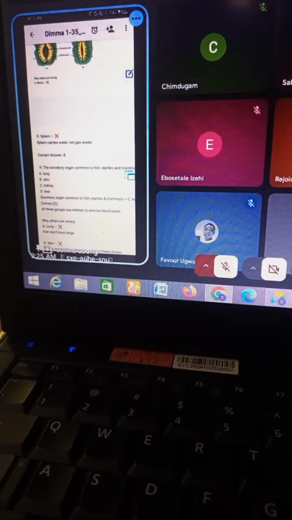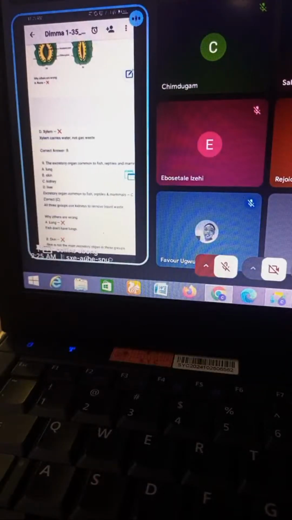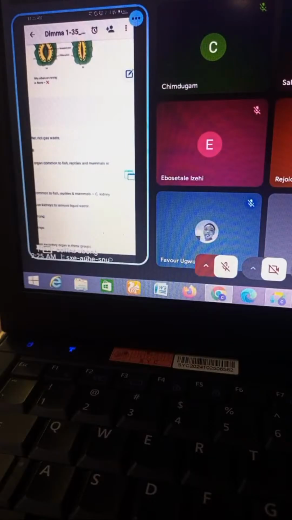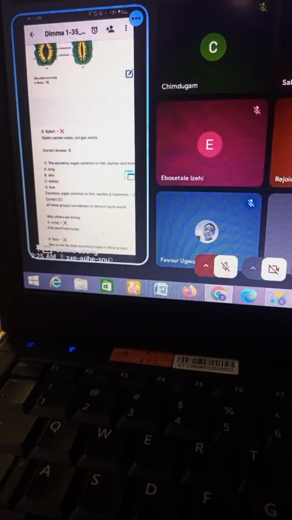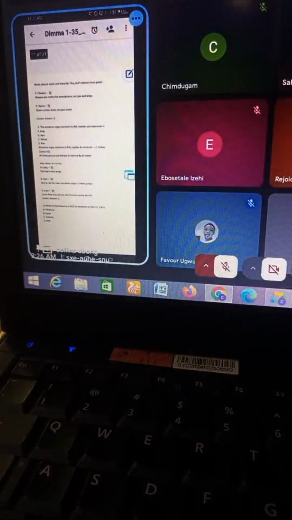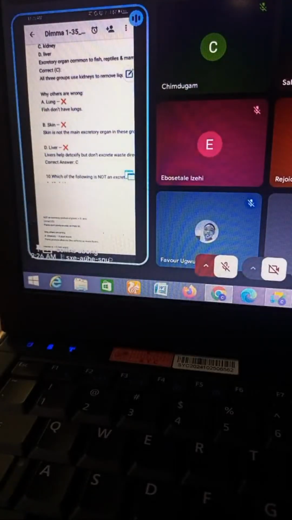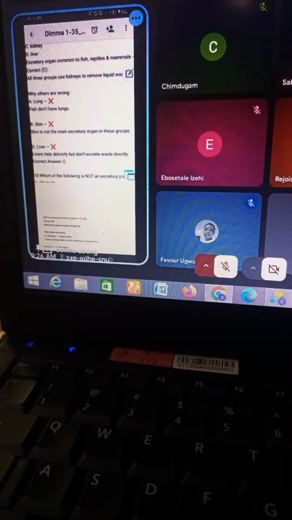Number 9, the excretory organ common to fish, reptiles, and mammals is, and the answer is C, kidney. All 3 groups use kidneys to remove liquid waste. So why are the others wrong? For A, lung, fish don't have lungs. B, skin is not the main excretory organ in these groups. D, liver helps detoxify but doesn't excrete waste directly.